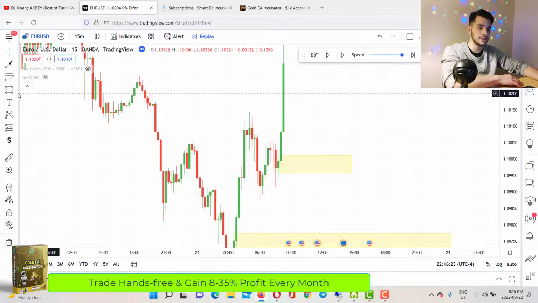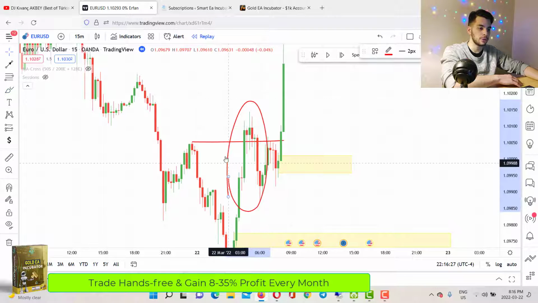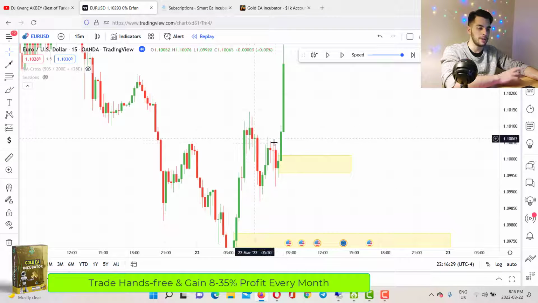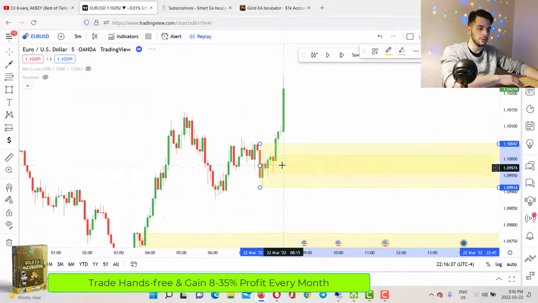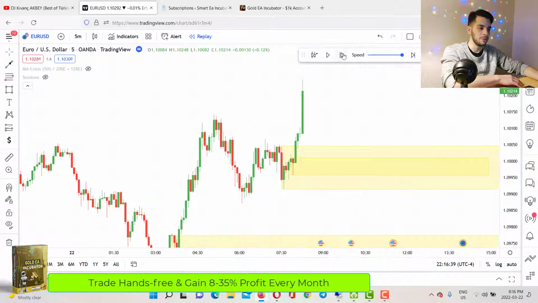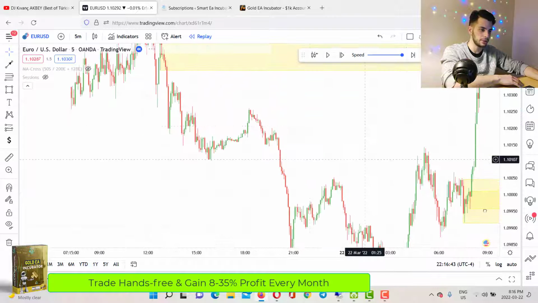But after this massive break of a structure and after this huge spike towards upside, I changed my bias towards buying the market. And also on the 15-minute time frame, we have this high probability order block. That's why I identified my zone. So it's zone to zone, right? So I was waiting for the price to tap into this level, the demand zone.